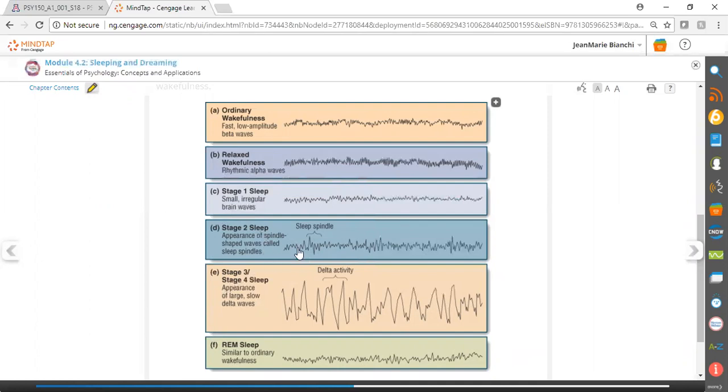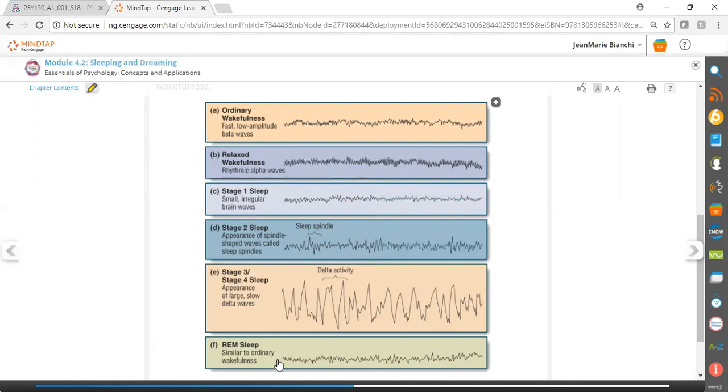Okay, in stage 2 sleep, we see sleep spindles that are a hallmark characteristic of falling into stage 2 sleep. Stage 3 and stage 4 sleep are referred to as slow wave sleep. This is the kind of sleep where if you wake up out of it, you feel really groggy, and we see these really high amplitude but slow waves known as delta waves.